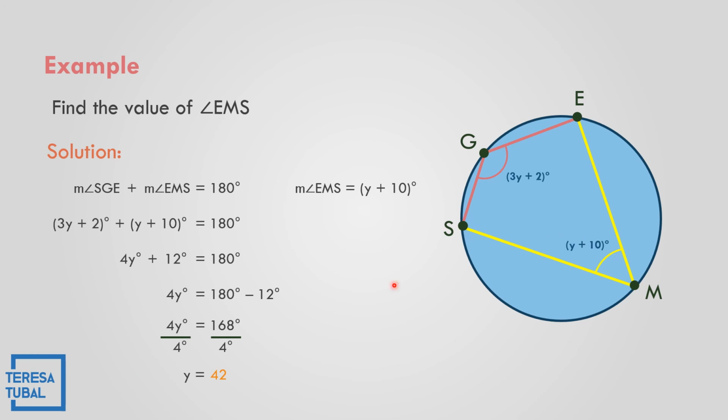So we can solve now the measure of the angle EMS that is equal to the quantity y plus 10 degrees. Let us replace the value of y by 42 in the given equation. So that becomes 42 plus 10. 42 plus 10 is equal to 52 degrees. So the measure of the angle EMS is equal to 52 degrees.